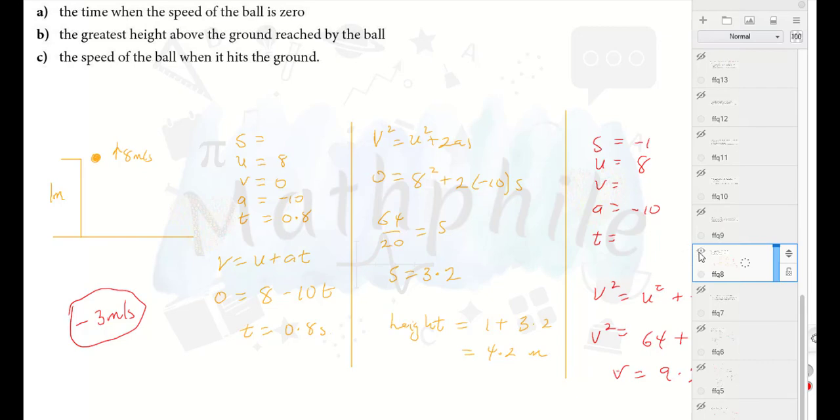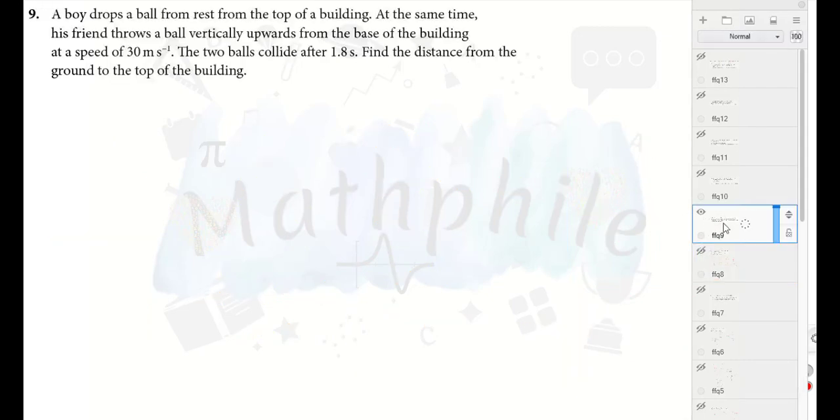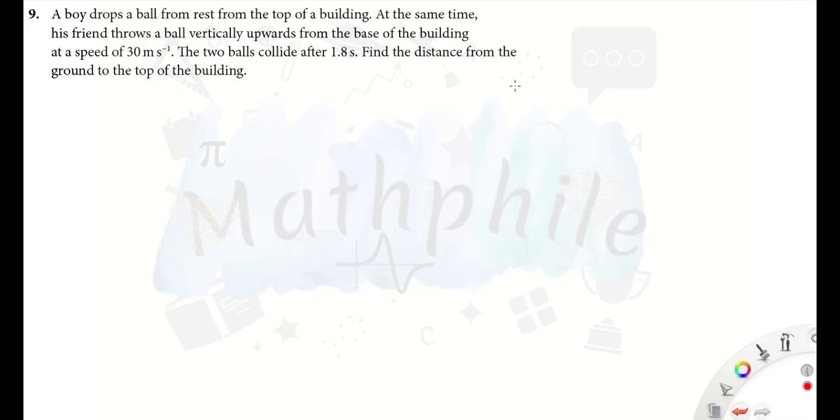Question number nine. A ball drops from the top of a building at the same time, another is thrown. Hey, this was what they did in your seniors' past question. They combined free fall with momentum, and it was a little bit difficult. It requires a little thinking. So let's see what we can do about this one.